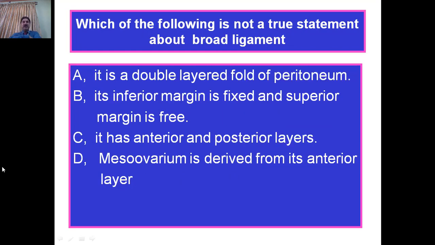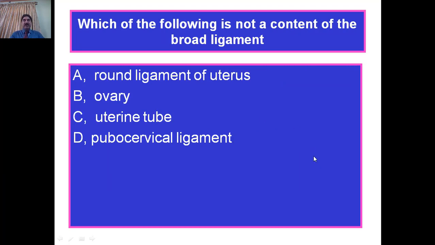Which of the following statements is not true about broad ligament? It is a double layered fold of the peritoneum. True. Its inferior margin is fixed and superior margin is free. True. It has anterior and posterior layers. True. Mesovarium is derived from its anterior layer is the false statement. It is in fact derived from the posterior layer of the broad ligament.